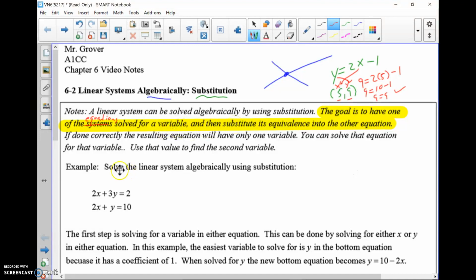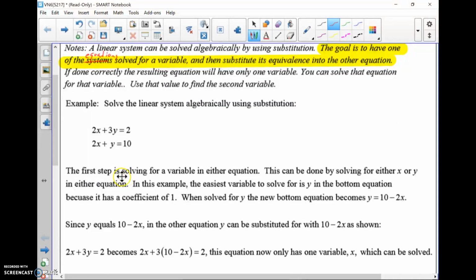So look at our example here. Now notice what I mean by solved for a variable is you want something alone. And it doesn't matter if I have y alone or if I have x alone. Either one is fine. So looking at this, x and y are on the same side. They are not alone. Looking at the second example, x and y are on the same side. They are not alone. And so I want to first rearrange one of these so something is alone.